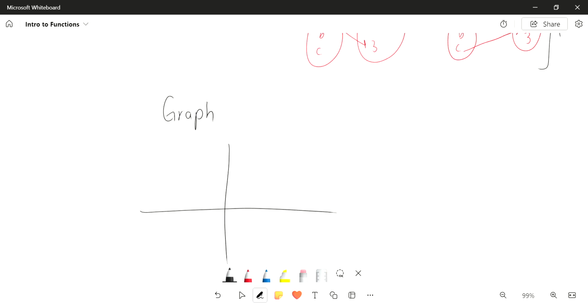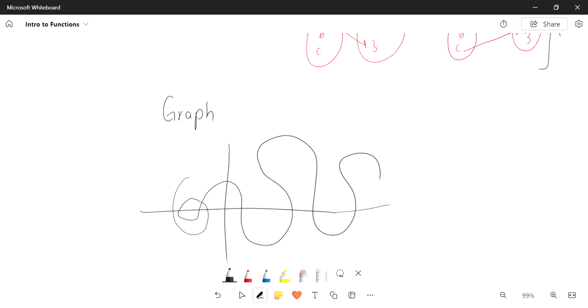So the essential idea is, say I have any type of graph, and we'll just draw something. It can be very crazy, but it works for the purpose of this example. If I can draw a vertical line anywhere through this graph and it intersects more than once, it's not a function. Say, for example, in this case, I drew a vertical line over here, and a vertical line's equation is x is equal to some constant c.